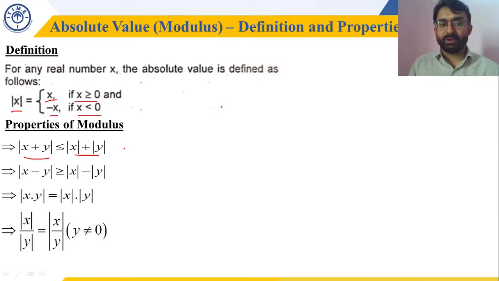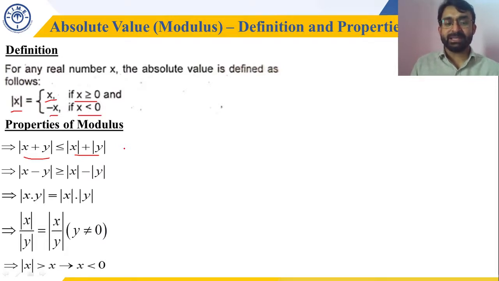Fourth is mod x upon mod y, which is equal to the whole mod of x upon y. That means if I divide the magnitudes or absolute values of two numbers, or divide the two numbers and take the absolute value, the answer will be the same, subject to the condition that y is not 0. So these are the basic properties. Fine. Is that okay? Let's move ahead. How do I solve questions? One more property is there. Mod x is greater than x. That means the magnitude of any term is more than the number itself. That means the number is negative.